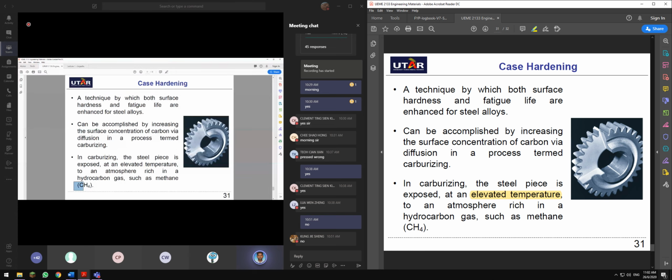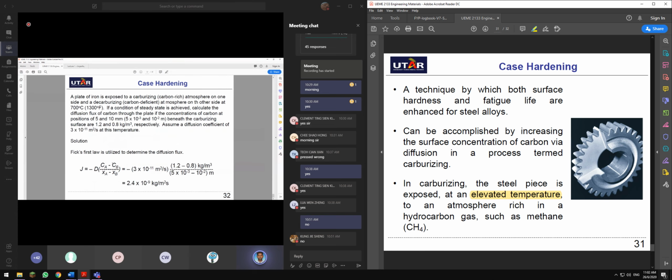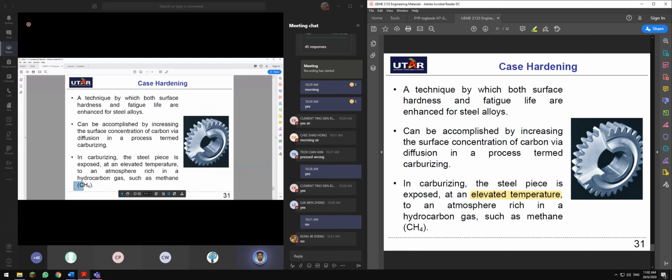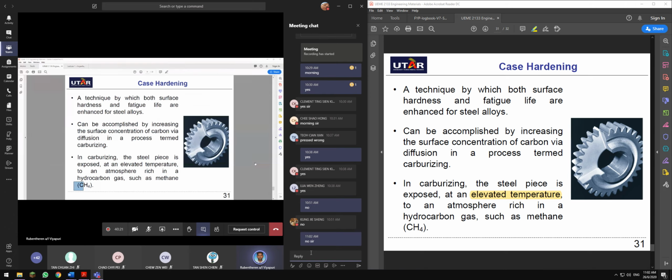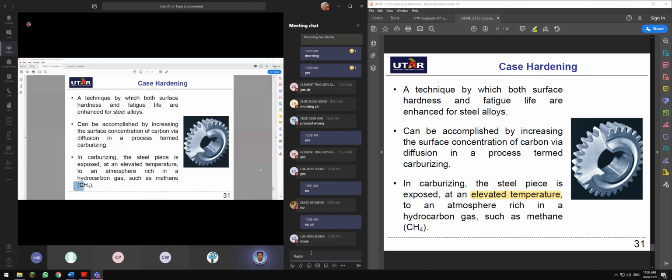So that's about it for lecture 2. Now let's look at the example. All right, any questions so far? Any questions, guys, so far? Okay, all right, let's look at an example.